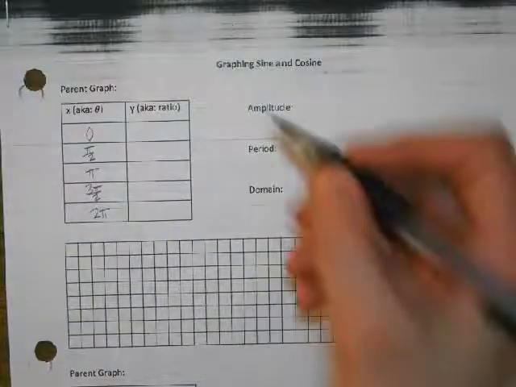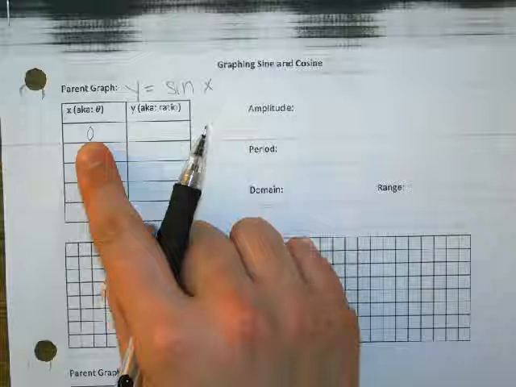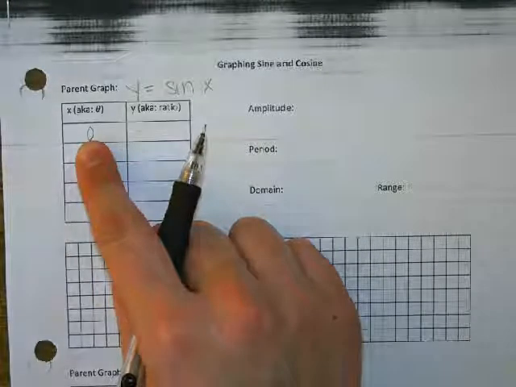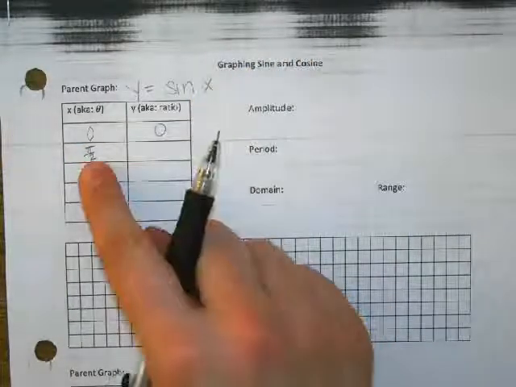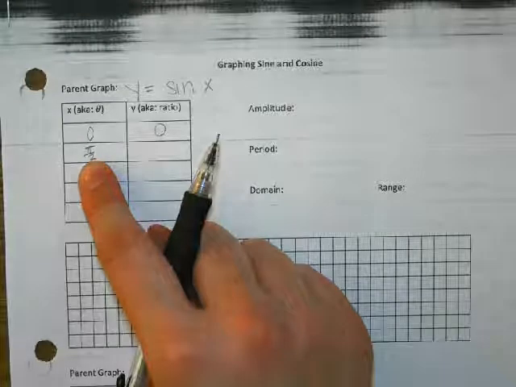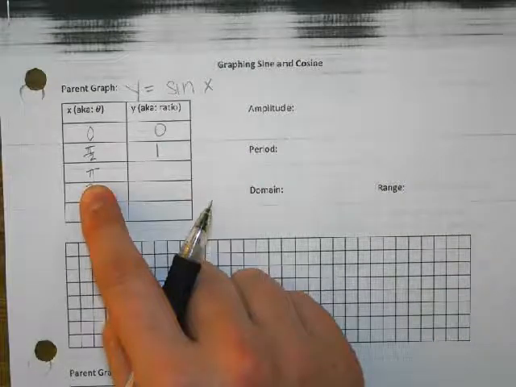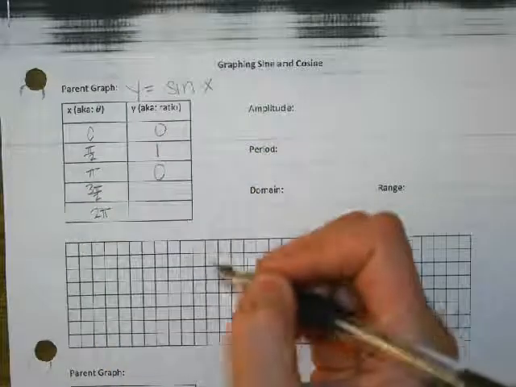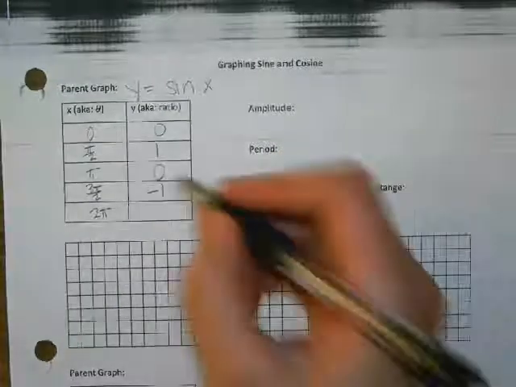Now, if we are doing a sine graph, the first one we're going to do is sine of 0. Can somebody look at their unit circle and tell me what sine of 0 is? 0. Then we're going to do sine of pi halves. That's 1. Then we're going to do sine of pi, 0. Sine of 3 pi halves, -1. And sine of 2 pi, 0.